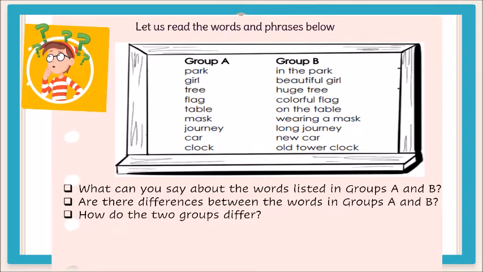Group A: park, girl, tree, flag, table, mask, journey, car, clock. Group B: in the park, beautiful girl, huge tree, colorful flag, on the table, wearing a mask, long journey, new car, old tower clock.